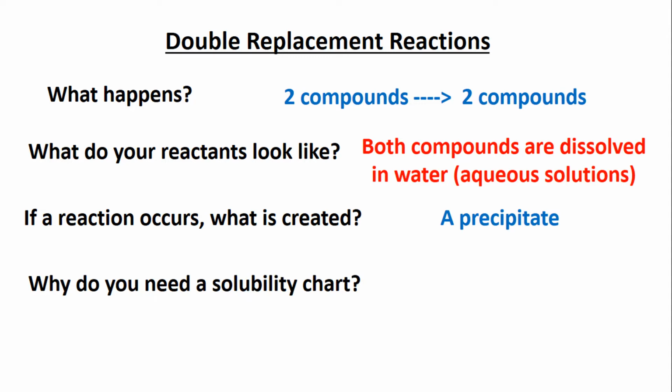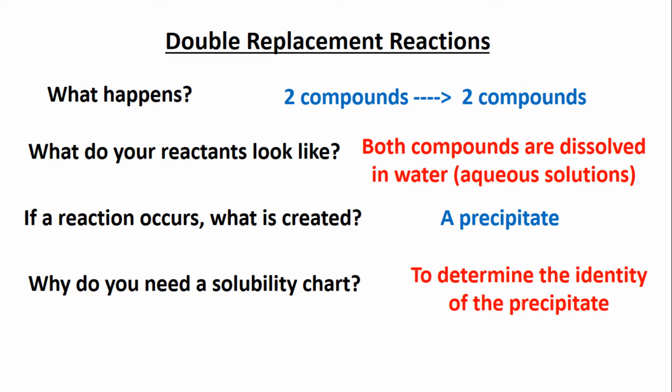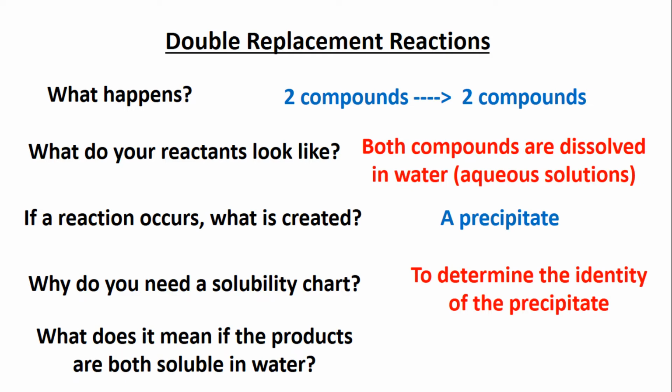When doing double replacement reactions, you will need a solubility chart. The purpose of the solubility chart is to determine the identity of the precipitate. There are many different types of solubility charts. In fact, some teachers will have you memorize the various solubilities of metal ions. I'll show you in just a moment what a solubility chart looks like. When you look at the product side, if both of the products are soluble in water, that's important to note because it means that no reaction is occurring.